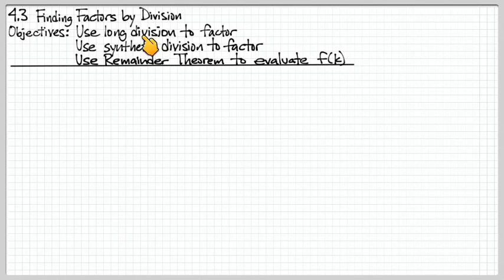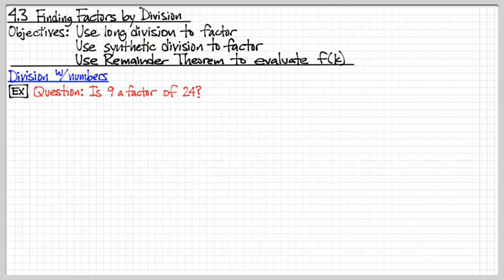Hello class, in this lesson we're going to be learning how to divide polynomials. And the reason we divide polynomials is in order to factor them. We're going to be looking at two different ways of dividing. One is with long division. You can use this on any sort of polynomial. And then synthetic division, which is easier but is limited in the types that you can do.